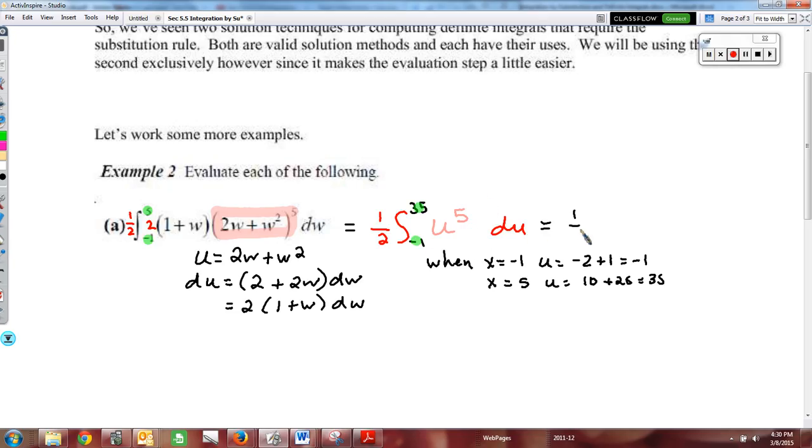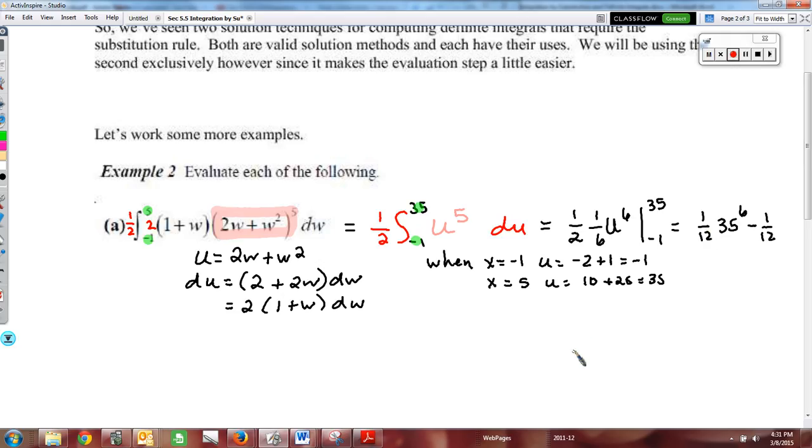Now I calculate my antiderivative, u to the 6th divided by 6. And then I'm evaluating it from -1 to 35. I don't worry about going back to x. I don't need to for net change. So I'm essentially going to have my 1/12 times 35 to the 6th minus my 1/12 times -1 to the 6th, which is 1. And so you're done. You have your answer, not a nice number, but good enough for what we're doing.